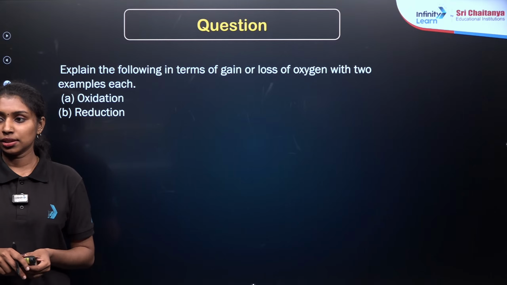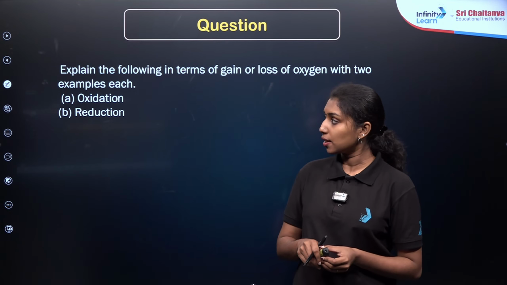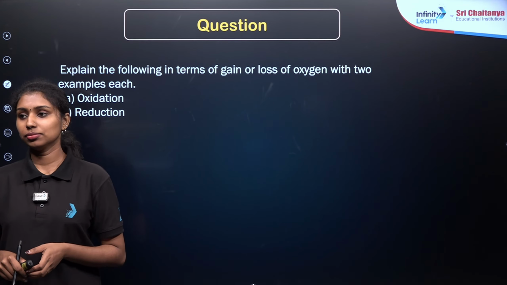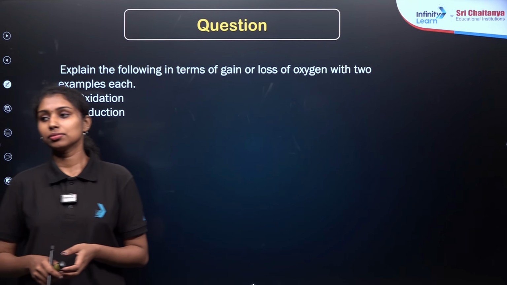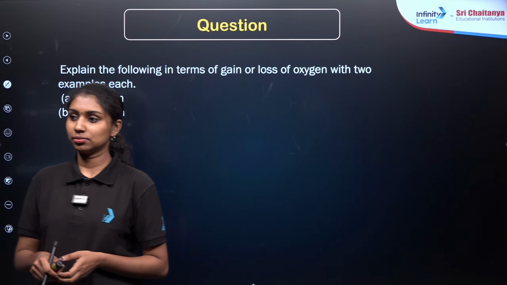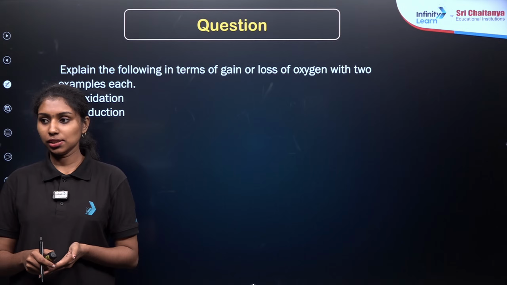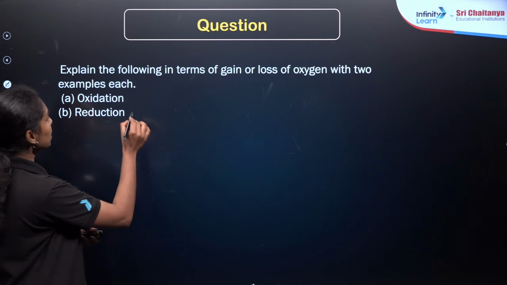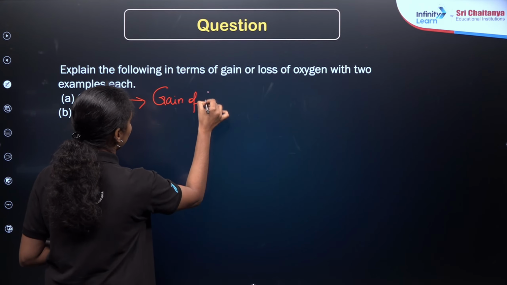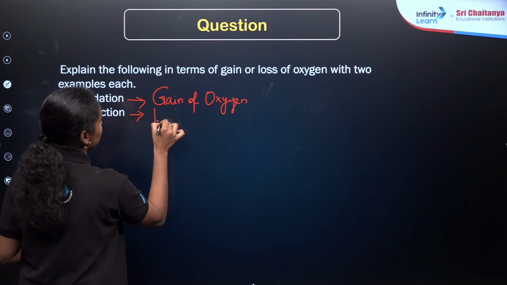Here is the next question. Explain the following in terms of gain or loss of oxygen with two examples each: oxidation and reduction. So what do you mean by oxidation? Oxidation means addition of oxygen, I mean gain of oxygen, right? Then what about reduction? That is the loss of oxygen.